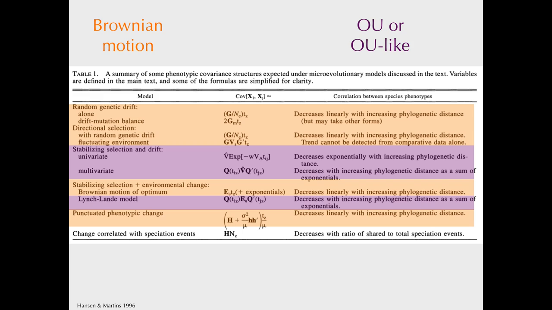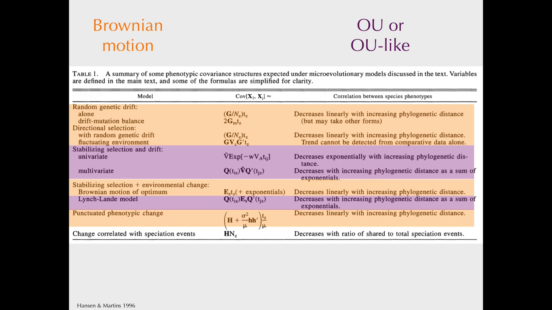And so the sigma parameter is different. So the first one, the genetic drift, G over NE. So then Brownian motion is modeling genetic drift. But then we also have drift mutation balance, also a constant times T. So that's 2GM. So it's still Brownian motion, now it's drift mutation balance. We have directional selection, but again, covariance evolves in the same way.